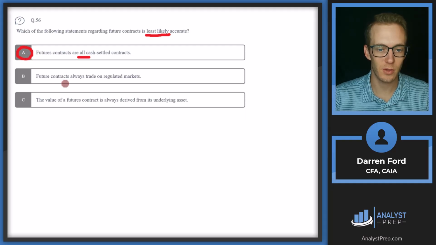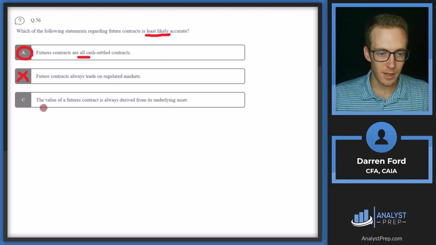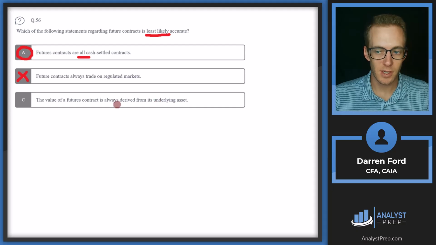Let's make sure we can rule out the others. B, futures contracts always trade on regulated markets. This is going to be ruled out since that is a correct statement. They're always going to be exchange traded and standardized. And answer C, the value of a futures contract is always derived from its underlying asset. Again, we can rule this out since that's accurate. Futures are a derivative and they're tied to an asset, so their value is going to be driven by that underlying. Answer A.